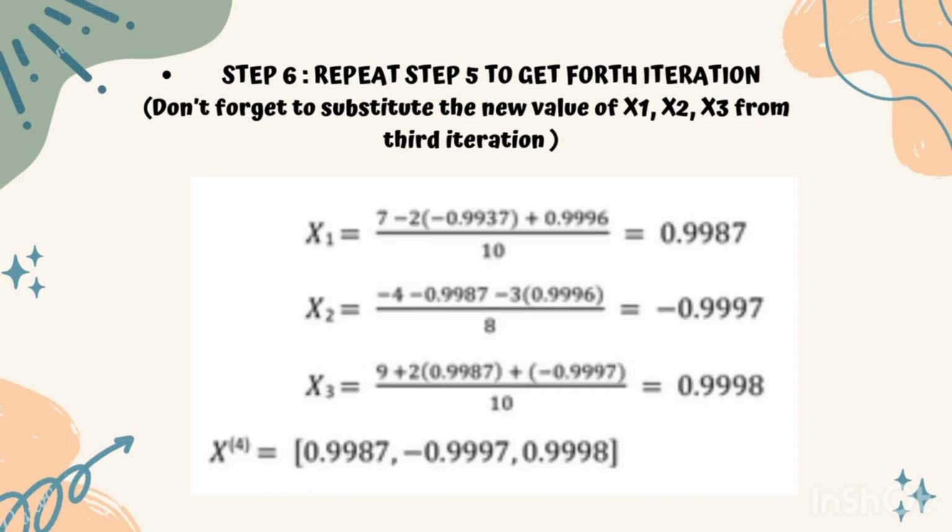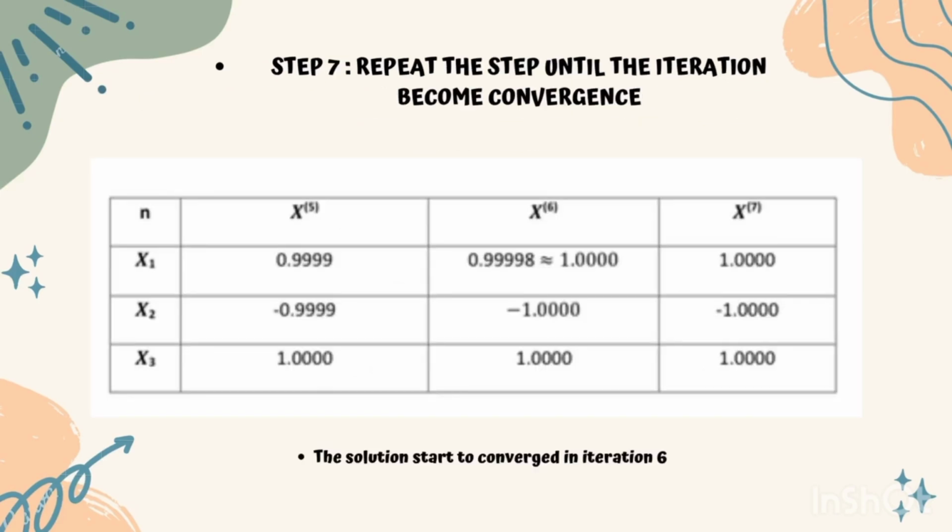To find fourth iteration, we still use the same method, which is repeat the step 5. But please don't forget to substitute the new value of x1, x2, and x3 from the third iteration. So our fourth iteration, we get 0.9987, negative 0.9997, and lastly for x3 we get 0.9998.